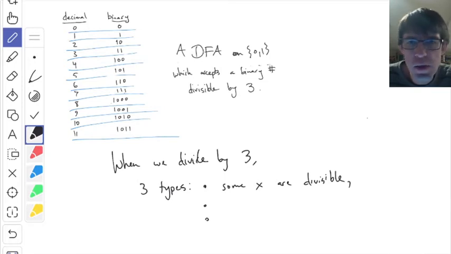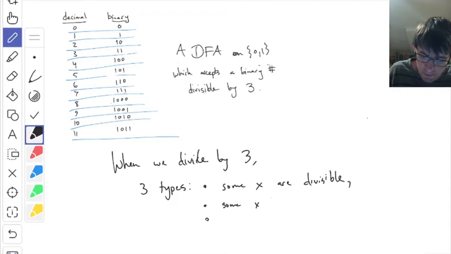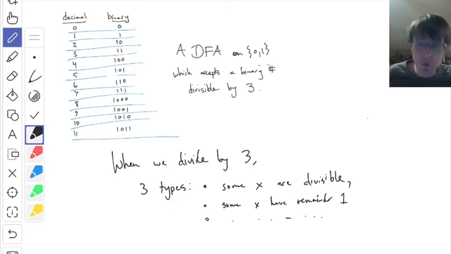This is something you probably talked about in your discrete math class. There's something called the division algorithm or the quotient and remainder theorem. It says when you divide any number, for instance, by 3, you get a remainder which is either 0, 1, or 2. So some x are divisible, some x have remainder 1, and some x have remainder 2.